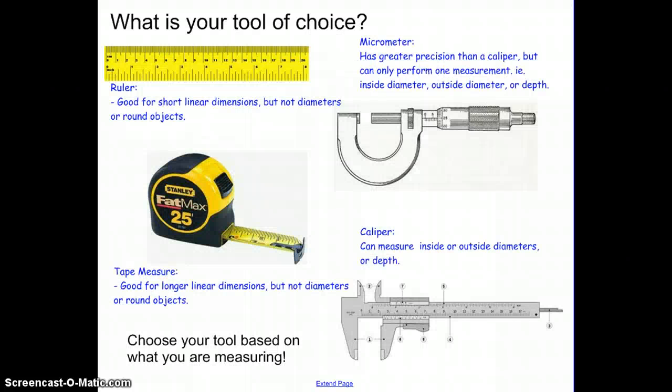Okay, now different tools also have different amounts of precision, accuracy, and uncertainty. So a ruler would be good for short linear dimensions, but not diameters or round objects. A tape measure is good for longer linear dimensions, but again, not diameters or round objects. Then you have a caliper, which can measure inside or outside diameters or the depth, and a micrometer, which has more precision than a caliper, but it can only do one measurement at a time. So a caliper could do both the inside and the outside, but the micrometer could only do one at a time.